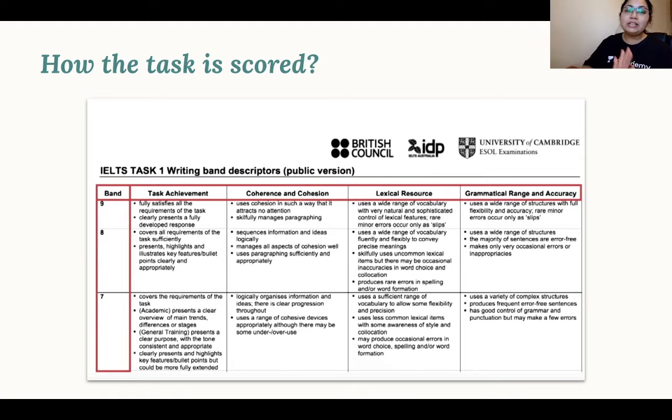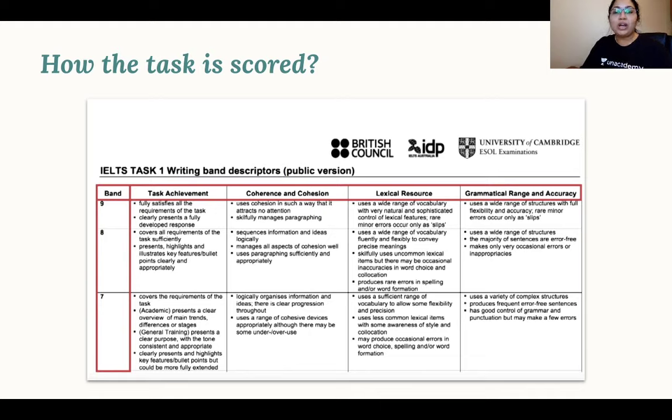Have you presented the key points? Have you provided the key highlights of the structure? Have you provided the key features, the bullet points that need to be given clearly? That's all about the task achievement. In terms of coherence and cohesion, how well are you able to paraphrase the information, and how are you managing all the aspects given, put together, and presenting it as a beautiful, paraphrased answer?